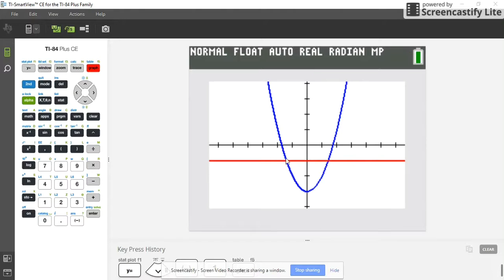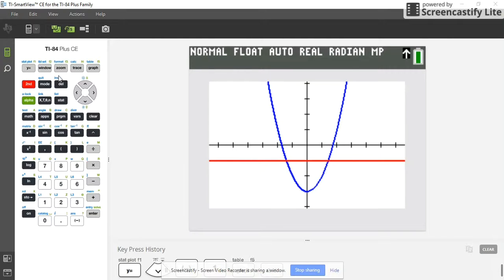So there's the parabola of y equals x squared minus 3. And then here's the function y equals negative 1. And let's say I'm interested when x squared minus 3 is equal to negative 1. I'm interested in that point of intersection right there. Well, there's a command for that as well. And once again, it's located on the calculate menu.